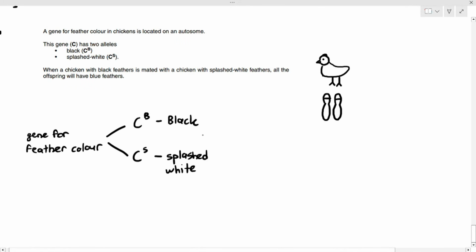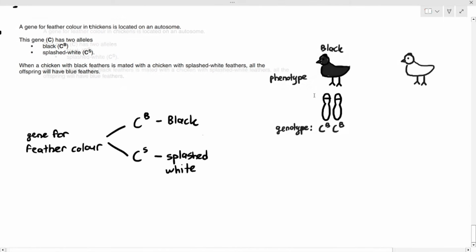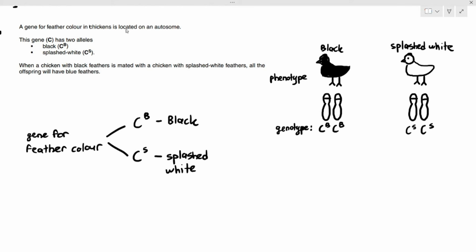And if the chicken has a genotype of CB, the chicken will be black in color. That's the phenotype of the chicken. And if the chicken is CS, it is splashed white. So far, so good. Now, they've given you a clue down there.